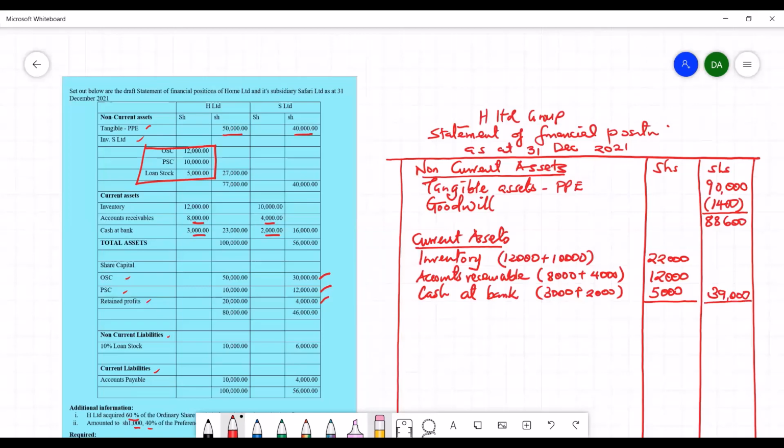Current assets is 39,000, which we now add to 88,600. So we have 39,000 plus 88,600. That will give us $127,600, and the 127,600 is called total assets. That is total assets, and you can underline this double to mean this is total assets.